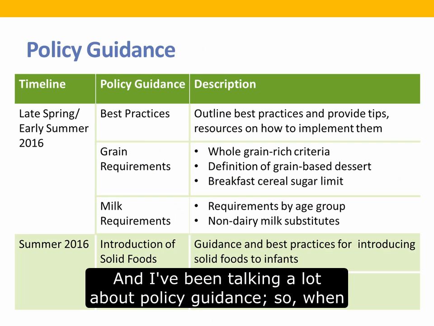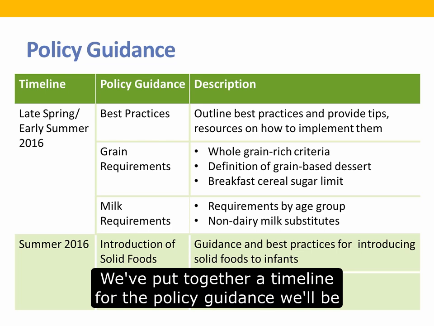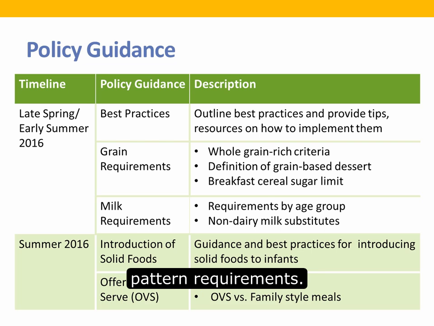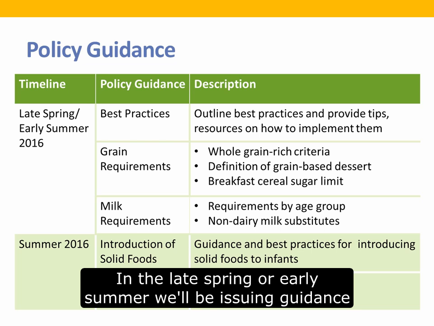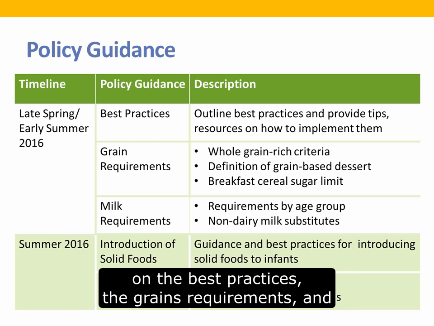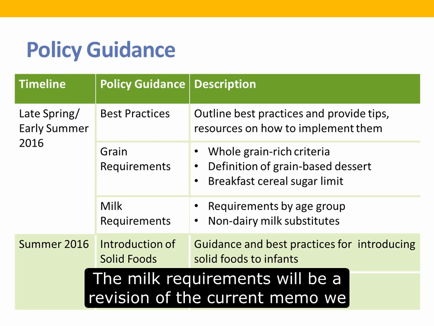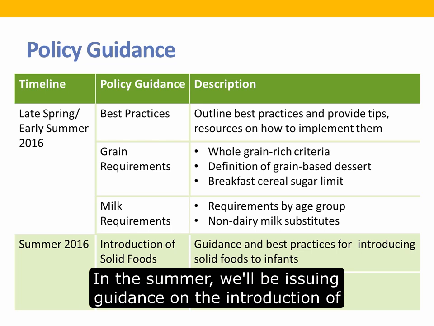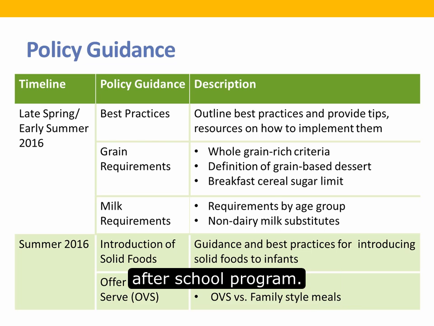And I've been talking a lot about policy guidance. So when is that coming? We've put together a timeline for the policy guidance we'll be issuing soon to further help clarify the new meal pattern requirements. In the late spring or early summer, we'll be issuing guidance on the best practices, the grains requirements, and milk requirements. The milk requirements will be a revision of the current memo we have on milk. In the summer, we'll be issuing guidance on the introduction of solid foods for infants and offer versus serve in the at-risk after-school program.